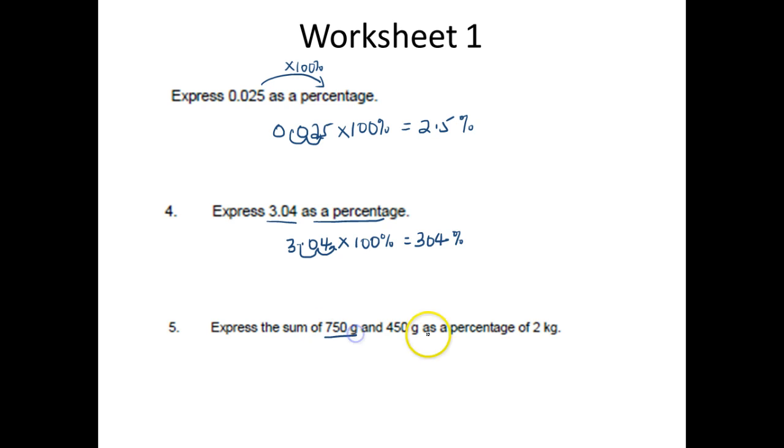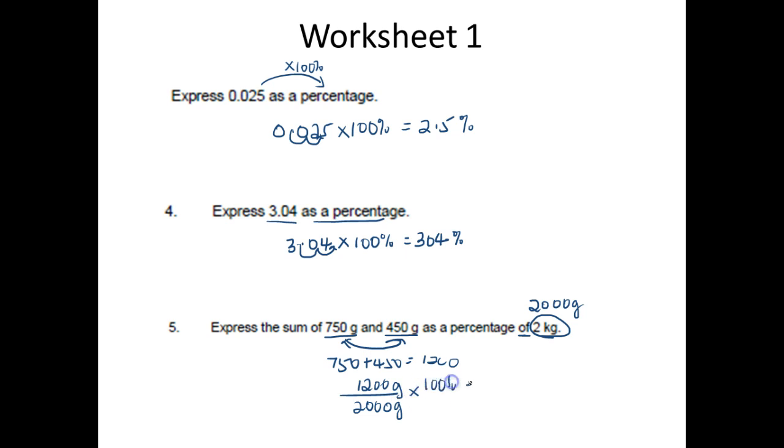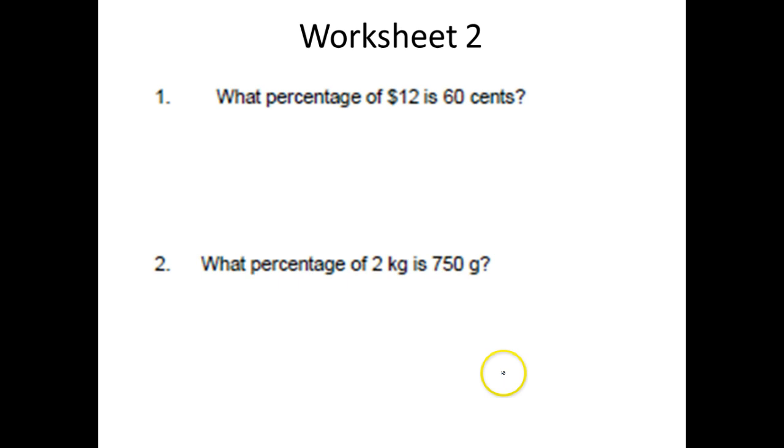Express the sum of 750 gram and 450 gram as a percentage of 2 kilogram. So first, I must find the sum of this. 750 plus 450 would give me 1,200. So I take 1,200 out of my 2 kilogram, which is 2,000 gram, times my 100%, and my answer would be 60 gram.